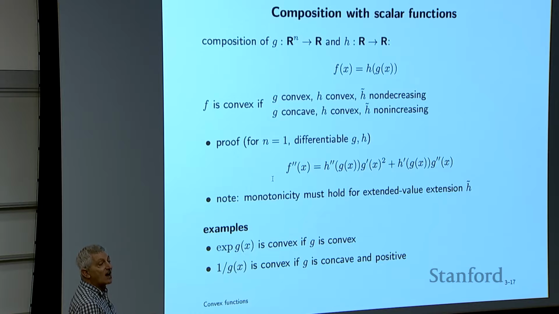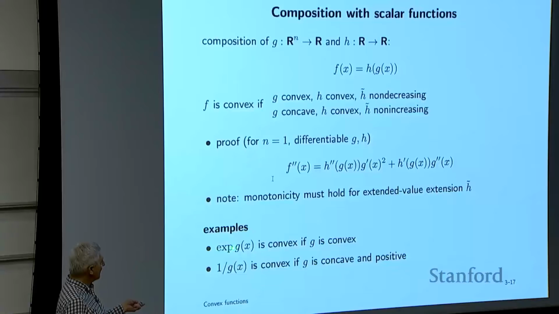So an increasing convex function of a convex function is convex. Now the h tilde means it has to be non-decreasing, this extended value extension. And that's not a weird technicality, it's actually a real thing. But the rough way to think of it is: an increasing convex function of a convex function is convex.